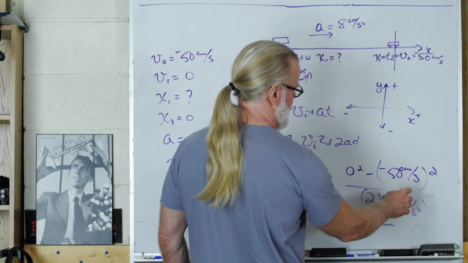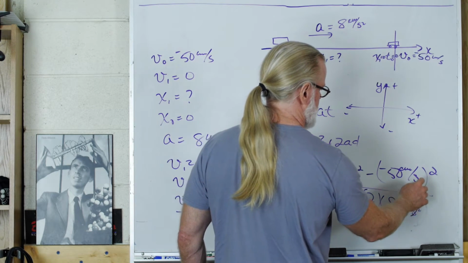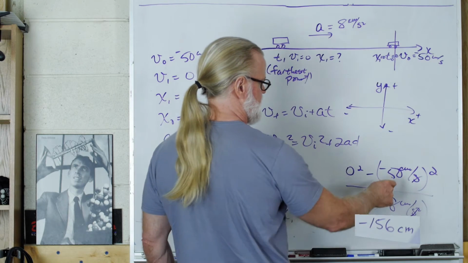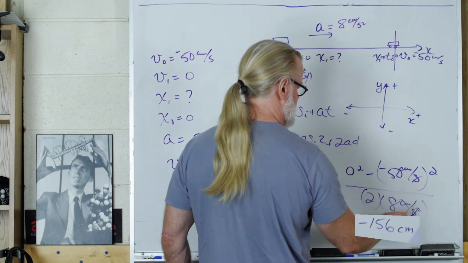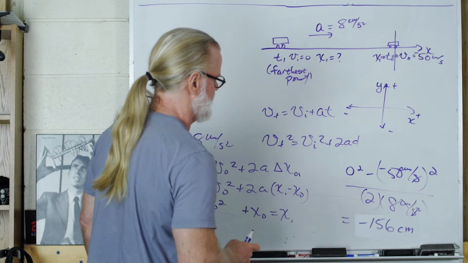Let's see, the seconds squared is going to go away because we had seconds squared here. We have centimeters squared over centimeters. That's going to go away, and we're going to just end up with centimeters.